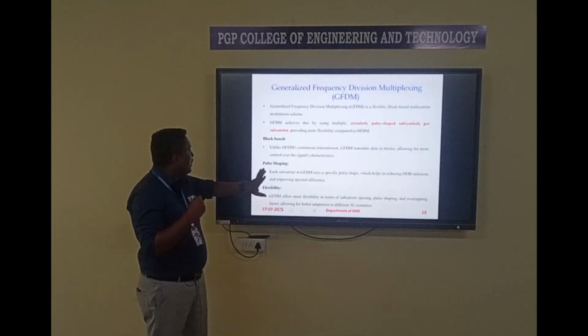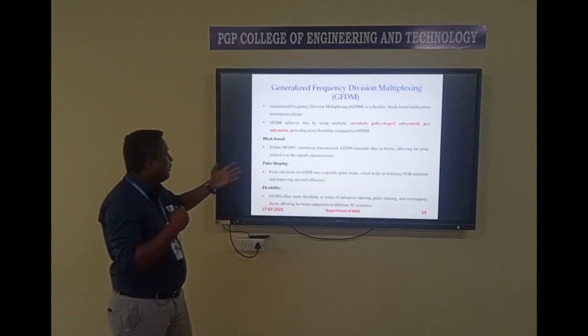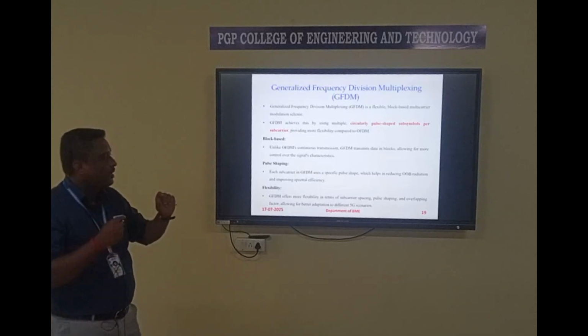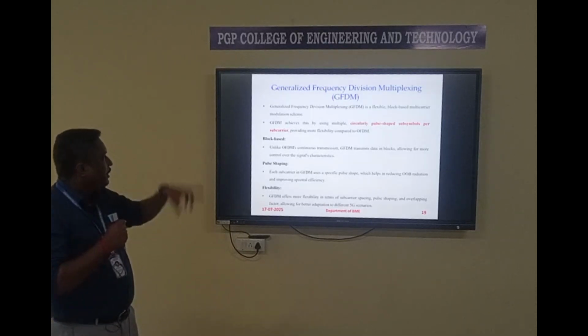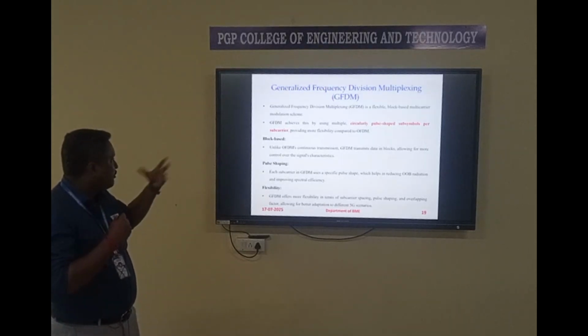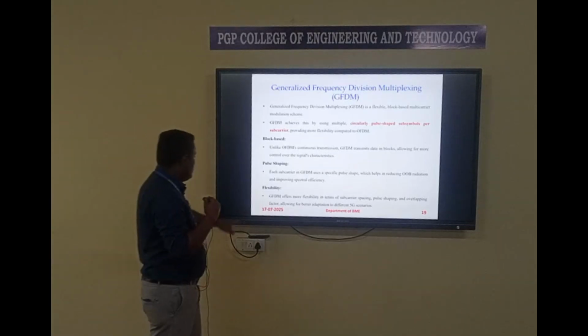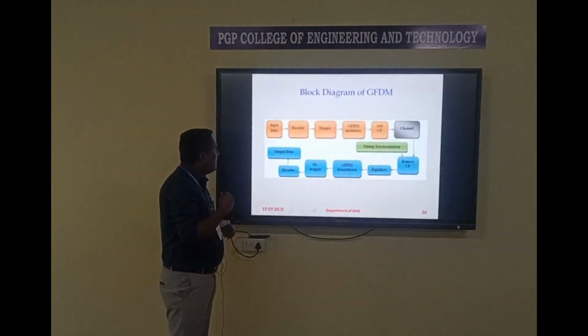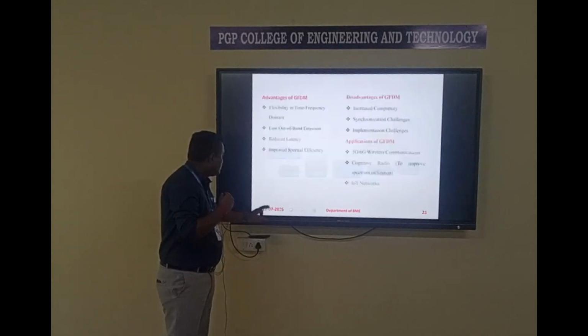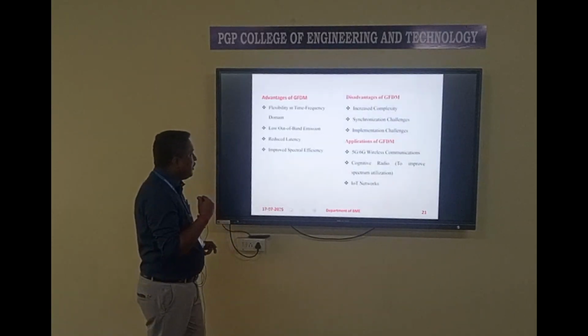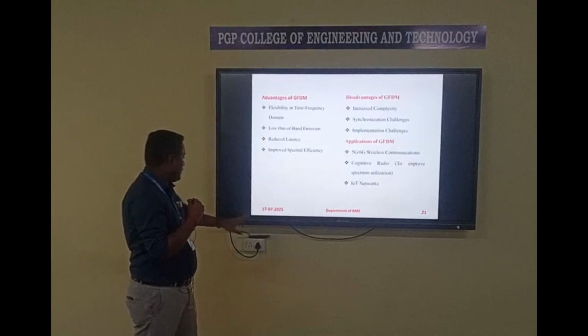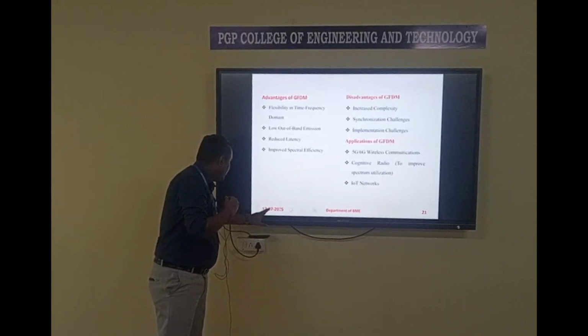GFDM is also used, with multi-symbol subcarriers, and circularly pulse-shaped subsymbols per subcarrier are adapted in the GFDM technology. The drawback of GFDM is the same thing: high PAPR will also occur, and there are also some applications. The time is consumed, so I am going very fast.